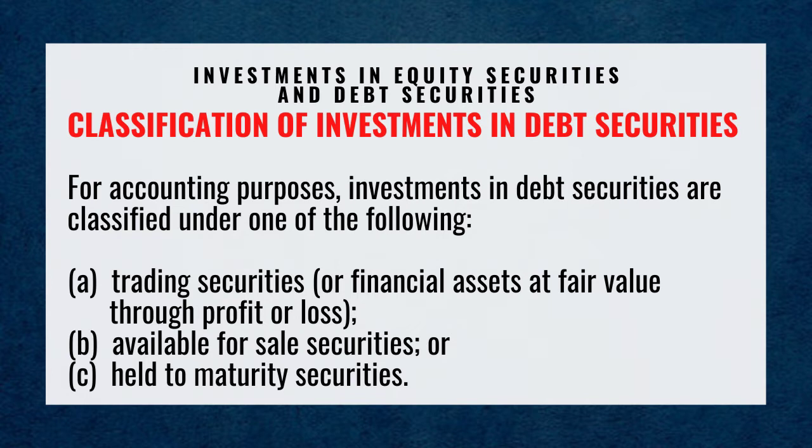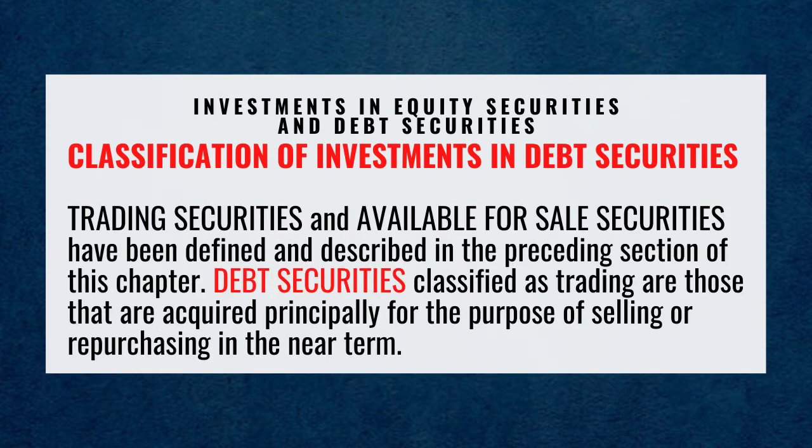Classification of investment in debt securities. For accounting purposes, investments in debt securities are classified under one of the following. Letter A, trading securities or financial assets at fair value through profit or loss. Letter B, available for sale securities, or letter C, held to maturity securities. Trading securities and available for sale securities have been defined and described in the preceding section of this chapter.